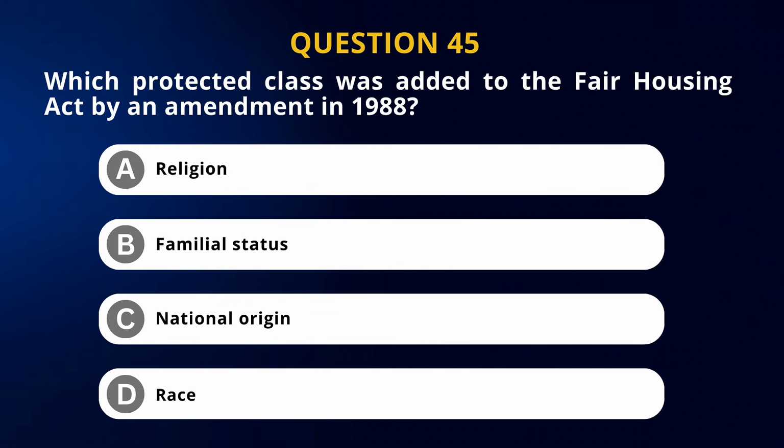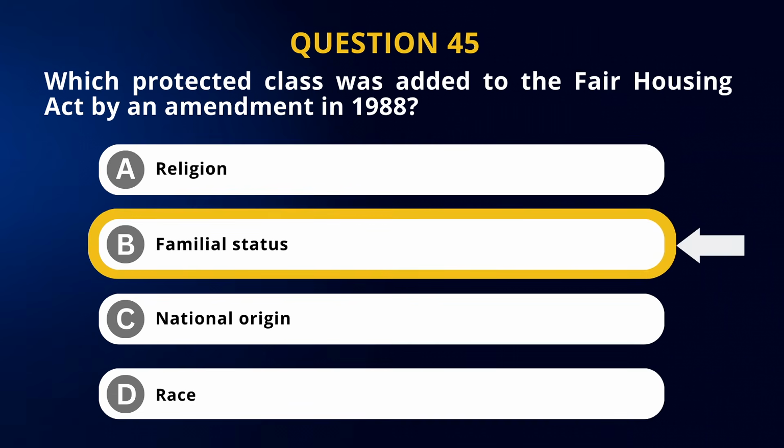Question number 45. Which protected class was added to the Fair Housing Act by an amendment in 1988? Letter A, religion. Letter B, familial status. Letter C, national origin. Letter D, race. And the answer is letter B, familial status.